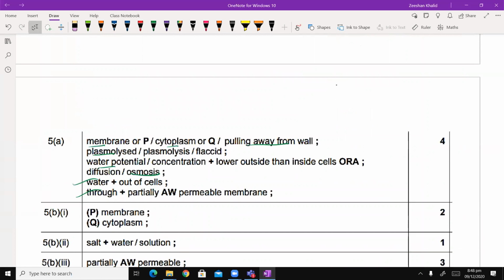So if you look at the mark scheme carefully, you actually had to tell more or less the same things that I explained yesterday. अब देखें यहाँ पे water out of the cells है, move कर रहा है, through partially permeable membrane है, and so on and so forth.